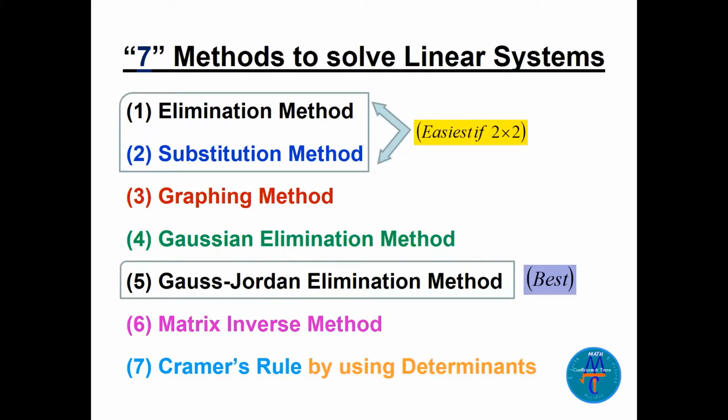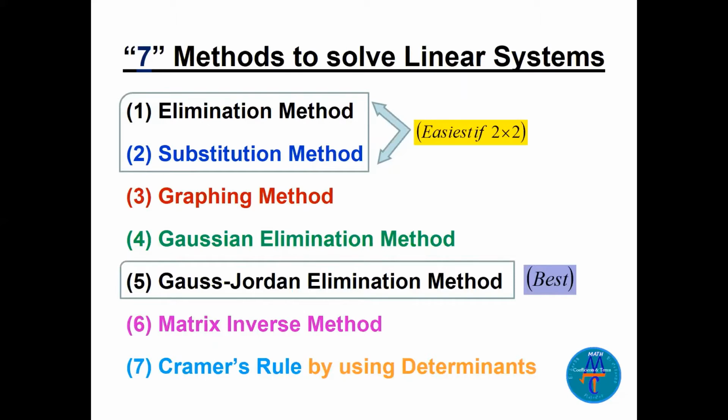Method number 4 is Gaussian elimination method. This is a method created by Gauss, a German mathematician. Method number 5 is Gauss-Jordan elimination method. There's some adjustment on method number 4. This is the best method we can see, Gauss-Jordan elimination method. And then method number 6 will be matrix inverse. We find the inverse of a matrix. Method number 7 is Cramer's rule by using determinants.